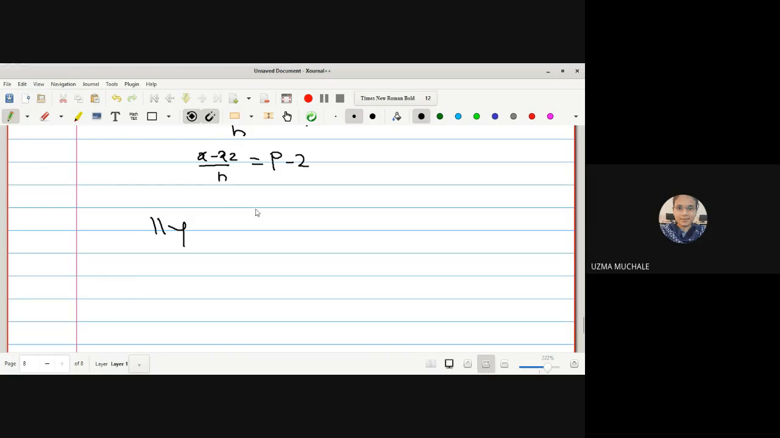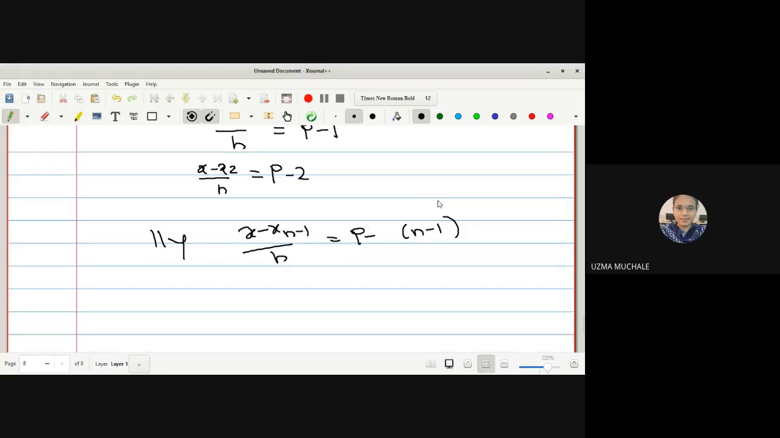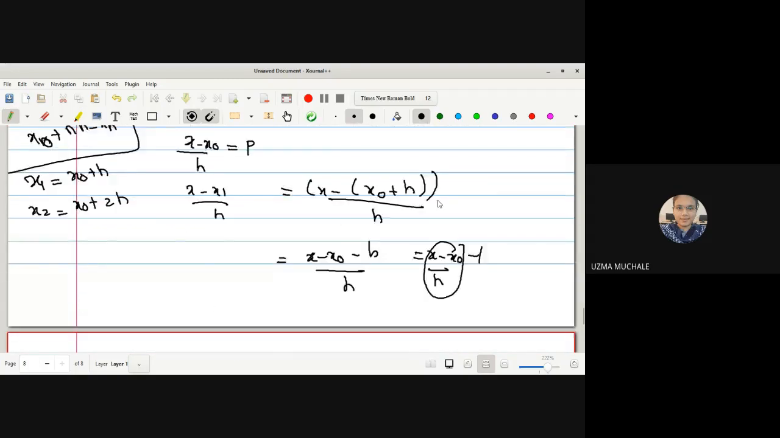And in general, similarly, we can write x minus xn minus 1 divided by h is equal to p minus n minus 1. Whatever term we have here, 2, 2. So if here it is n minus 1, it is p minus that term. Are you getting me?